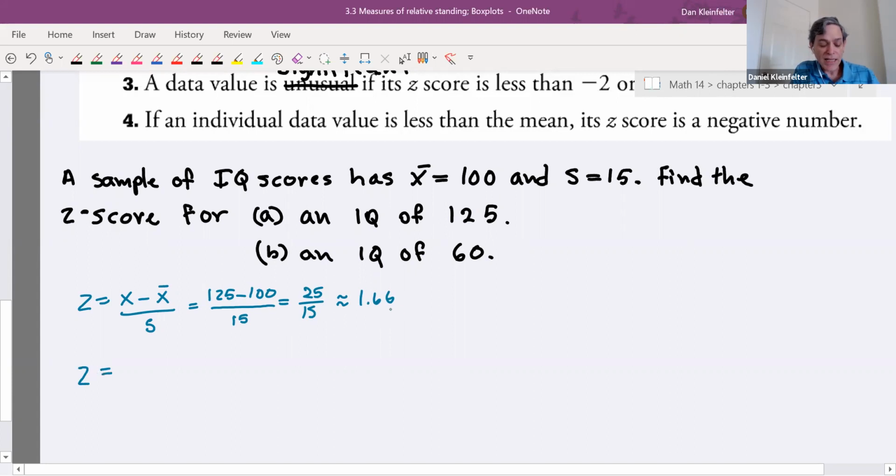That says that an IQ score of 125 is almost 2. It's a little higher than 1.5 standard deviations above the mean. Okay, so then next, an IQ score of 60. So again, that's x minus x bar over s.